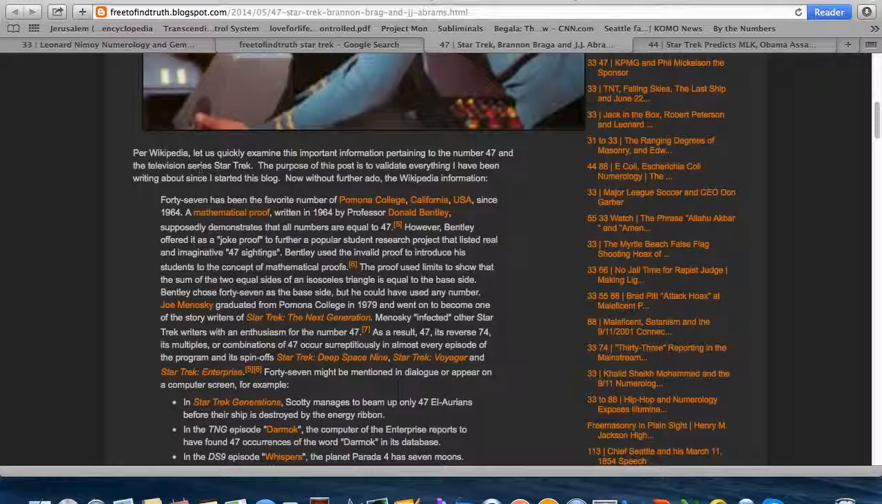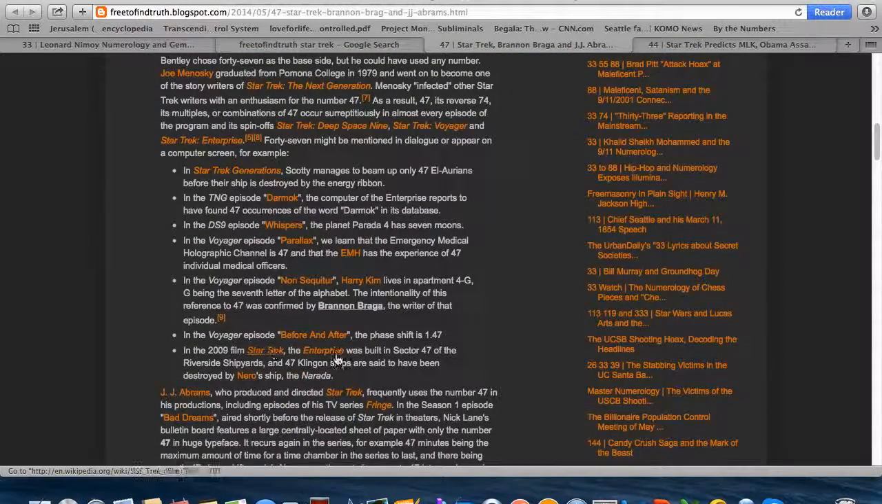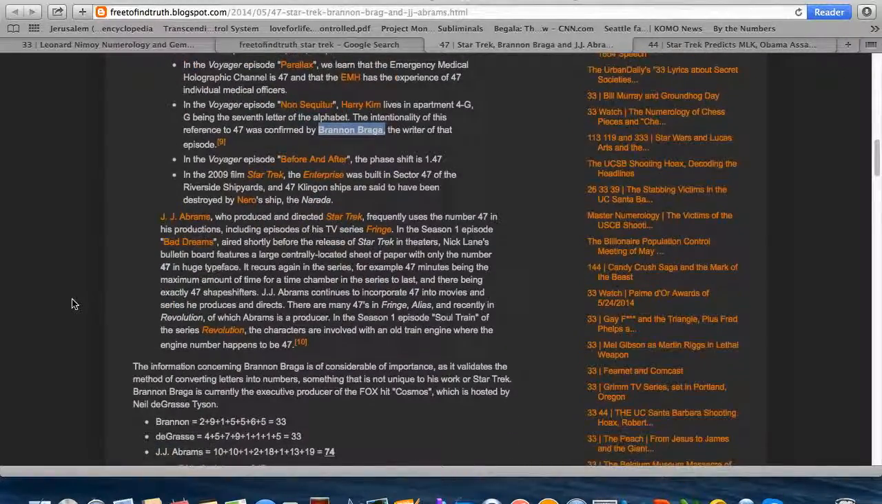If you go to Wikipedia, you can look this up, 47 in Star Trek. It will show you just how they code it. And they even talk about gematria. For example, this episode, the characters in apartment 4G, they recognize how G is the 7th letter, so 4G is another way of saying 47. Brannon Braga confirms that.